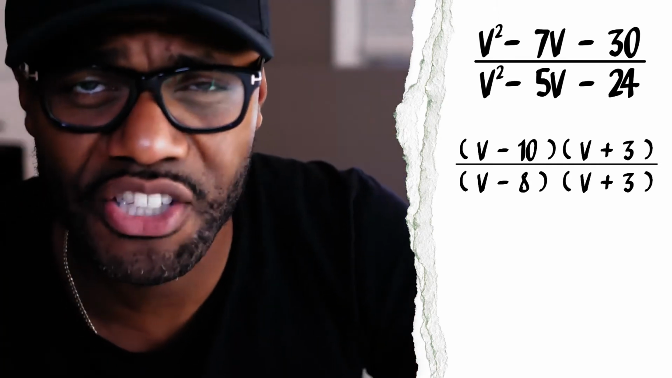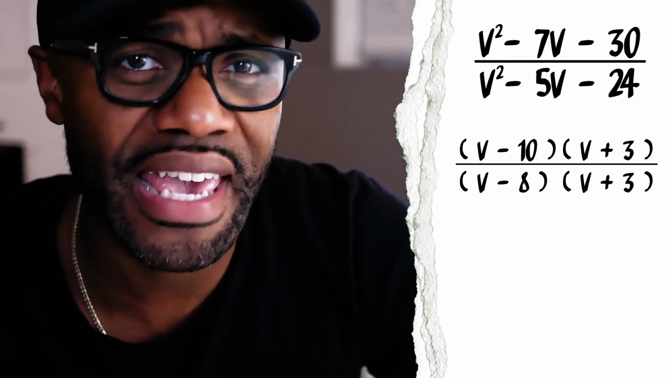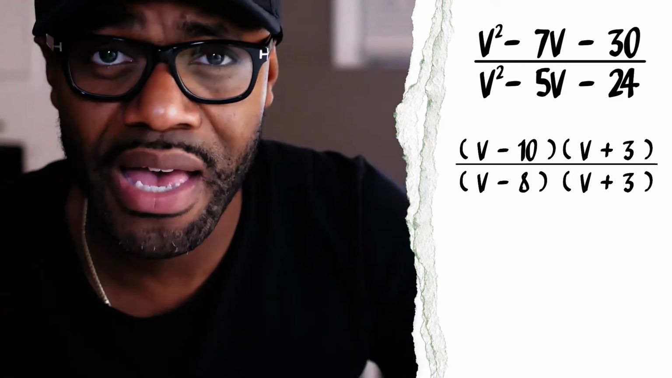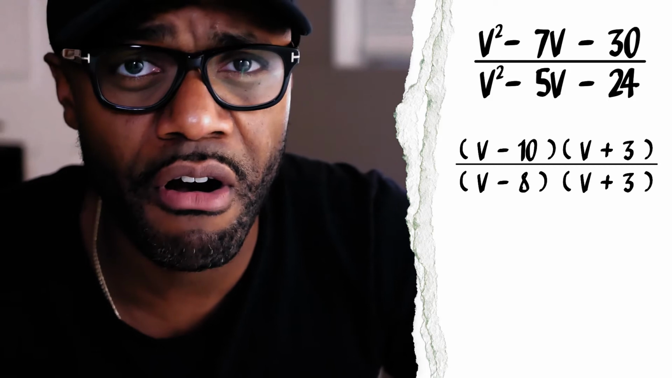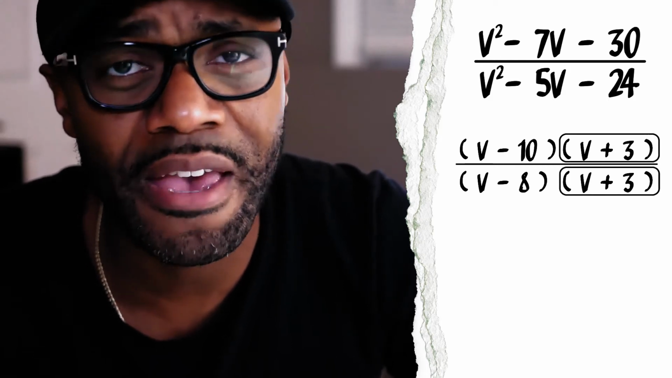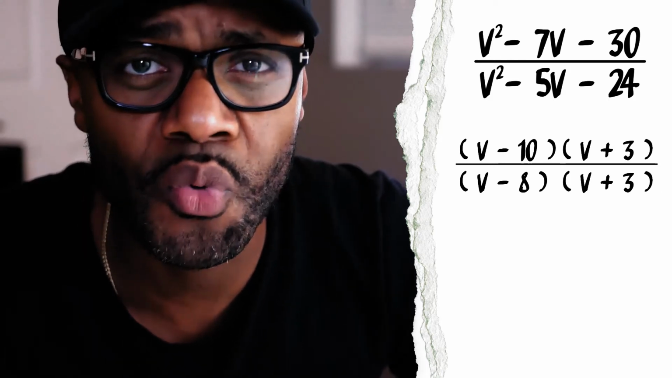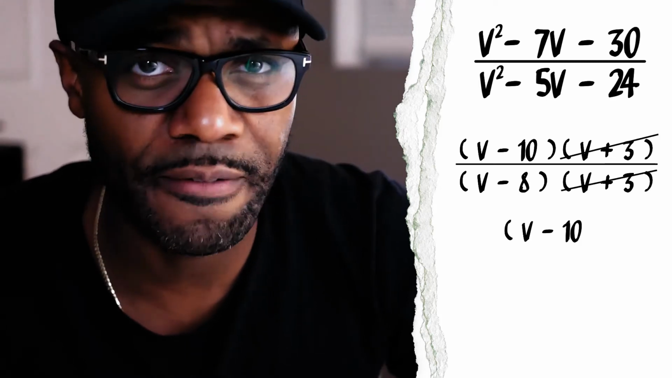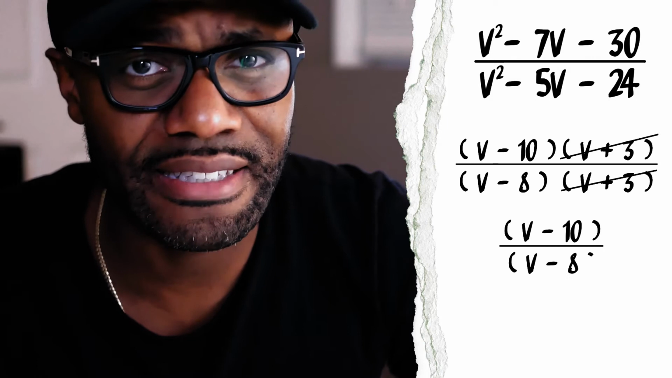In step 3, it shows us that we have to be able to cancel out all the common terms in both the numerator and the denominator. The common term in our numerator and denominator is v plus 3 up top and v plus 3 on the bottom. Those two values get canceled, and we're left with an expression of v minus 10 over v minus 8, our answer.